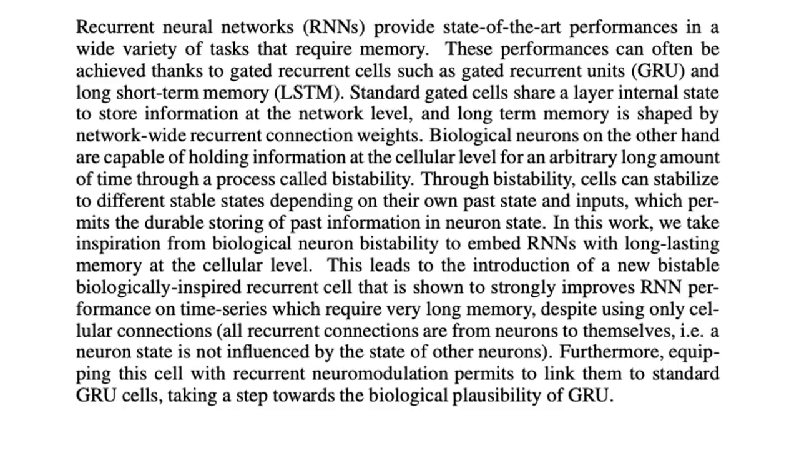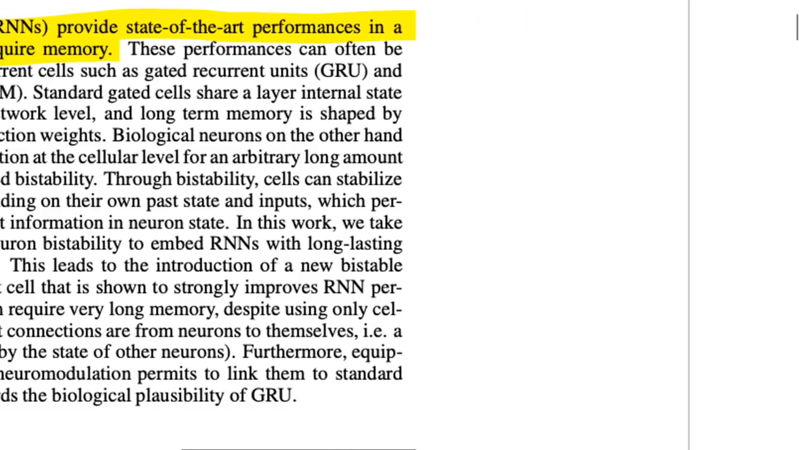All right, they basically say recurrent neural networks provide state-of-the-art performance in a wide variety of tasks that require memory, which is true, right? So a classic recurrent neural network goes something like this. There is a hidden state at time step t, and there is a sequence of inputs that you have to work with. So we'll call them x1, x2, x3, x4, and so on. And then at some point you have to provide an output.